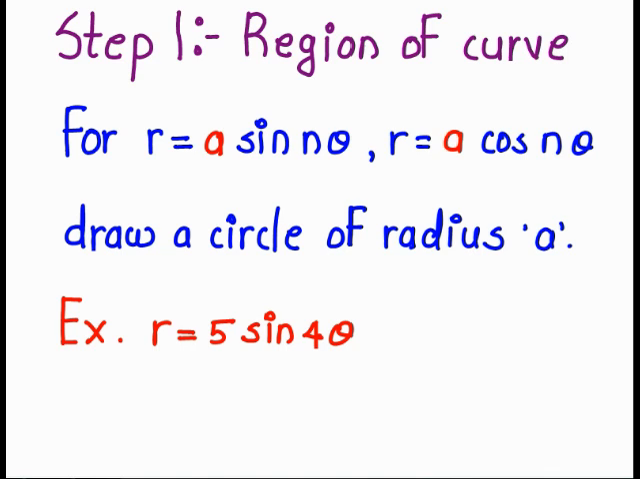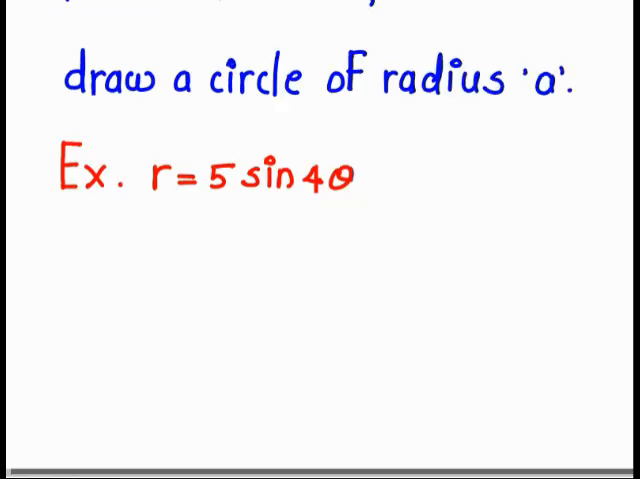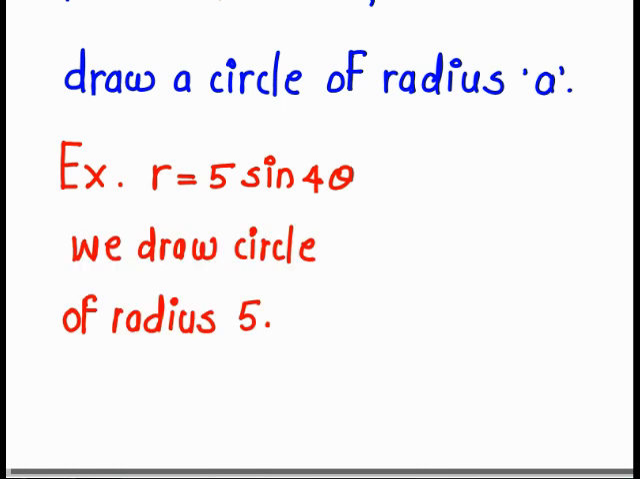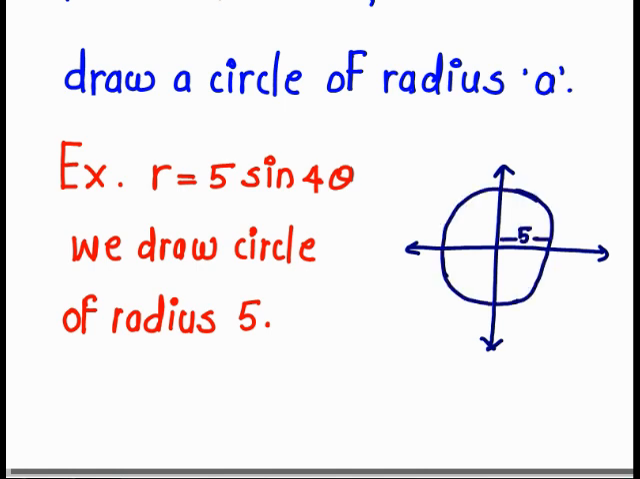Now let's understand this with the help of an example. Trace the curve r is equal to 5 sin 4 theta, which means here we need to draw the circle of radius 5. If you observe, here the value of a is 5. So diagrammatically we get the circle of radius 5.